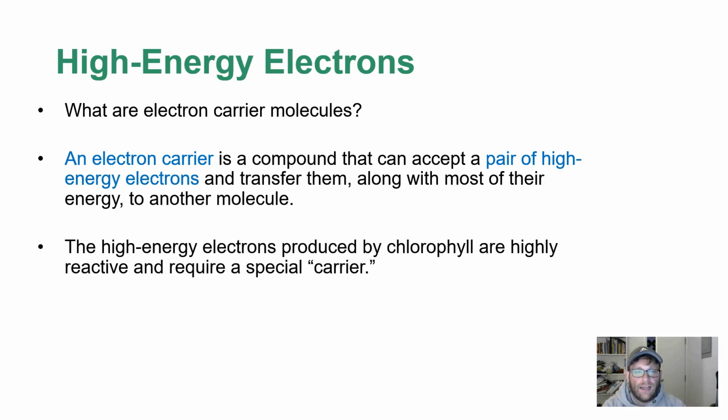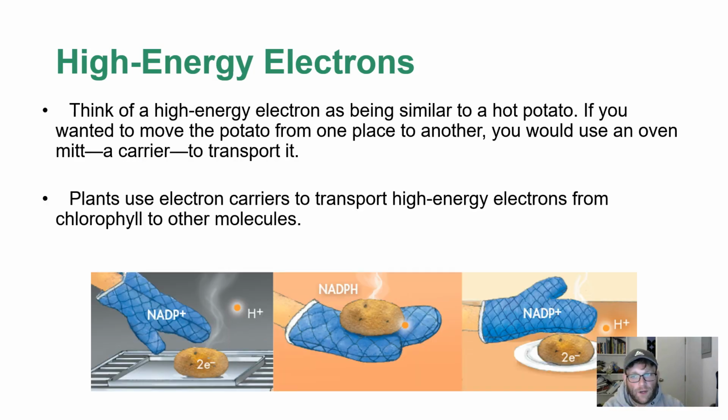Okay, so these high energy electrons produced by chlorophyll, and again, carotenoids and anthocyanins, are highly reactive, and they require a special carrier because free high energy electrons can be dangerous for the cell. They can start stripping stuff away, and you can get different compounds forming. So you want something that's able to latch onto it and transfer it very easily. The high energy molecule in plants that carries this out is called NADPH.